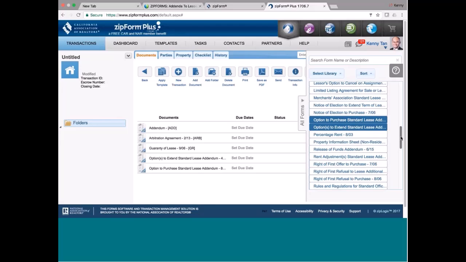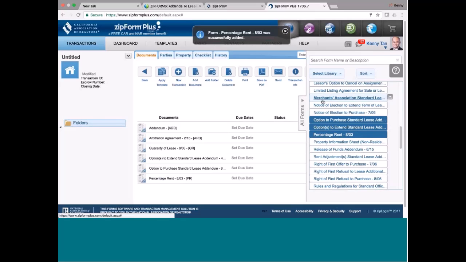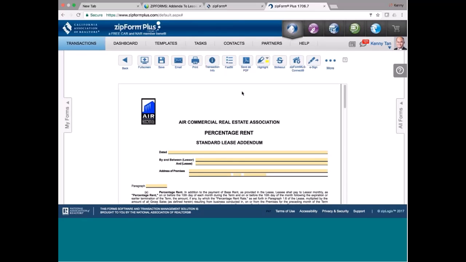Let's talk about percentage rent. Remember, one of the standard leases has to do with a shopping center. If it's a shopping center, sometimes a tenant has to pay a percentage of the gross revenue that the tenant receives in excess of a certain amount. So if there is percentage rent involved, this is the form you're going to use. This is kind of like the addendum that you're going to use for a shopping center net lease. That's why it says here standard lease addendum.